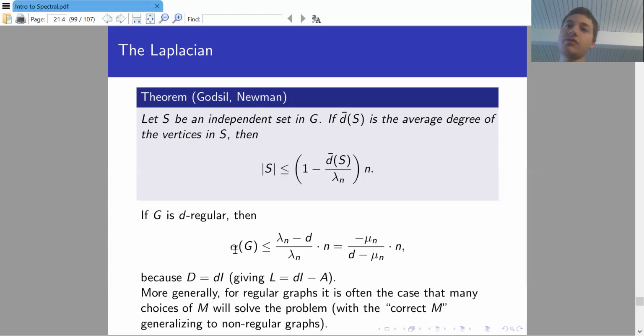So again, for the example of the independence number, if we restrict ourselves to D-regular graphs, either the Laplacian or the adjacency matrix will solve the problem for you, but it's only the Laplacian that generalizes in this nice way to general graphs.